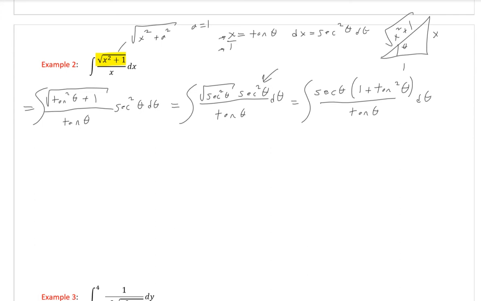The reason I do that is because now I can combine those tangents pretty well. This is going to give me a couple integrals. Secant times 1 over tangent, so secant theta over tangent theta, plus secant times tangent squared over tangent will give me secant times tangent. So I'll say this is its own integral plus secant theta tangent theta d theta.